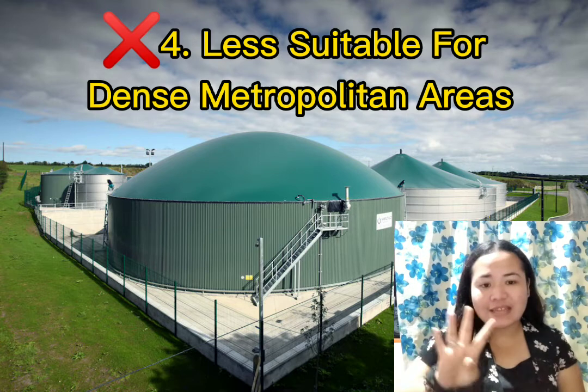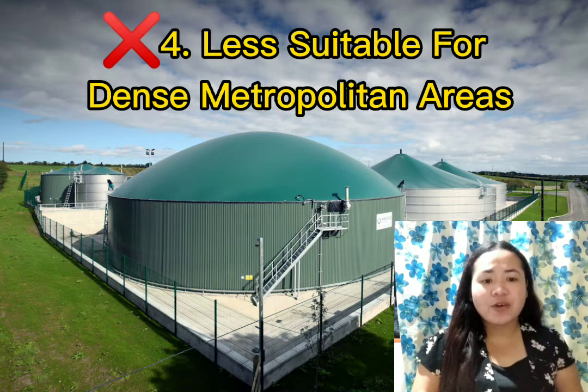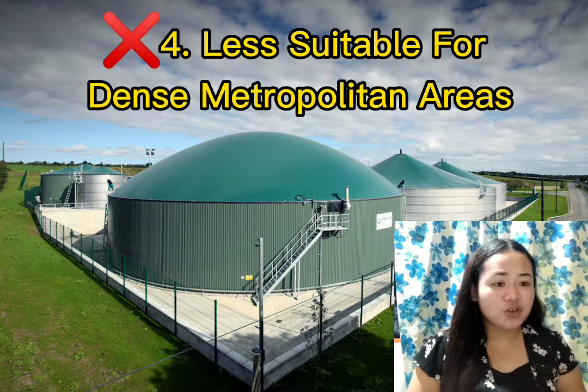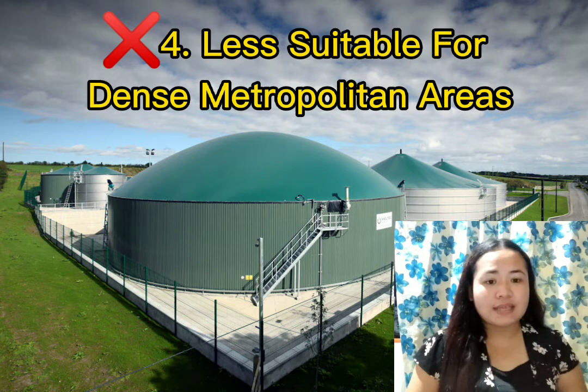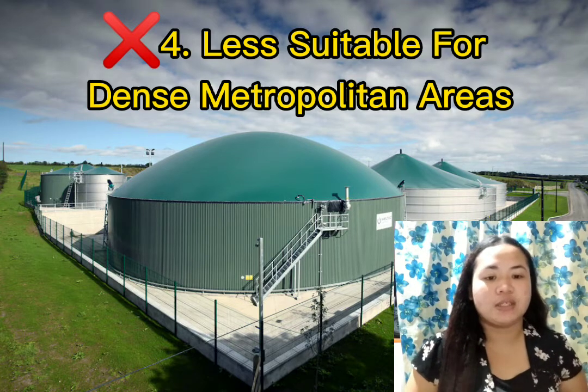The fourth disadvantage is that it is less suitable for dense metropolitan areas. Another biogas disadvantage is that industrial biogas plants only make sense where raw materials like food waste and manure are in plentiful supply. For this reason, biogas generation is much more suitable for rural and suburban areas.